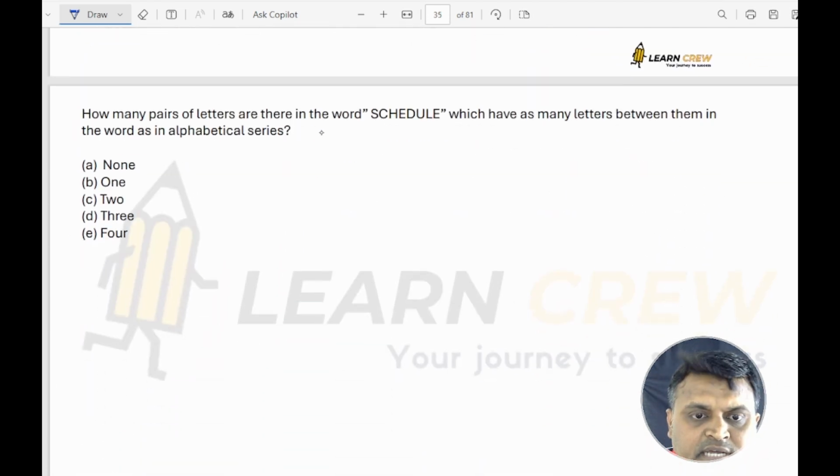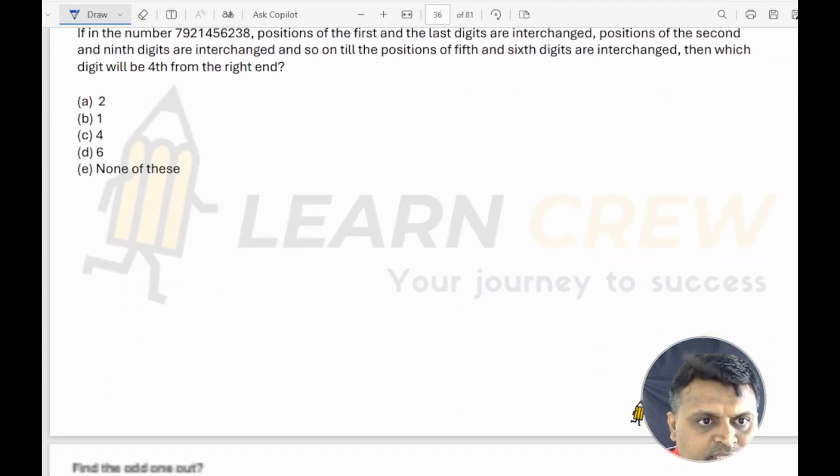How many pairs of letters are there in the word schedule which have as many letters between them in the word as in the alphabetical series? So if you see here, alphabets E and D, between them there is no letter, here also there is none. And H and L, H is 8, L is 12, between them there are 3 in the alphabets, here also you have 3. And with C and E there is 1, C, D, E normally, so you will have 1. So there are 3 such pairs, so answer is 3. Now next.